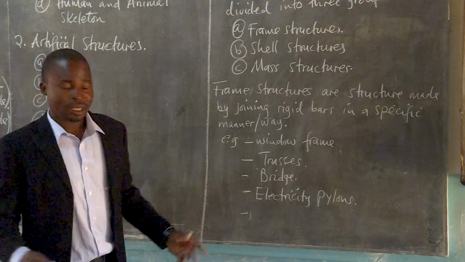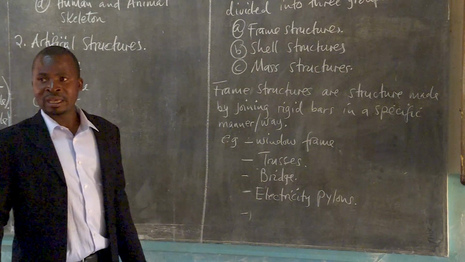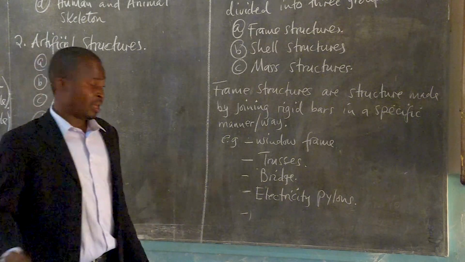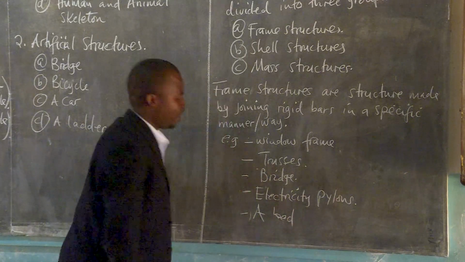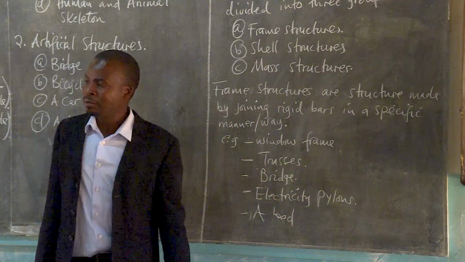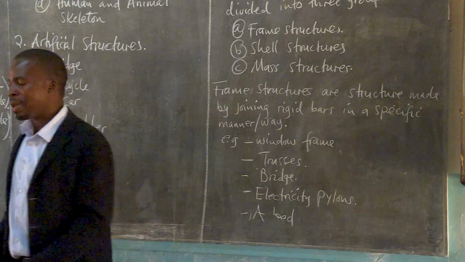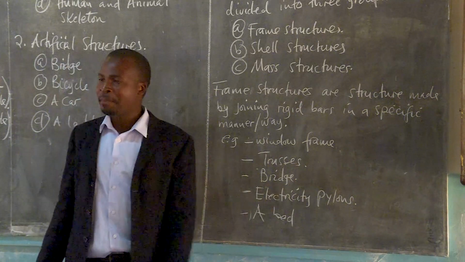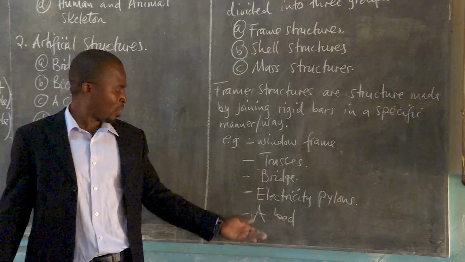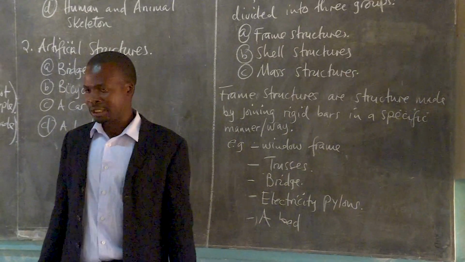Gilbert. A bed. A bed is also a frame structure. We've got chairs, there are so many. We've got chairs, tables, they all fall under what? Frame structures.